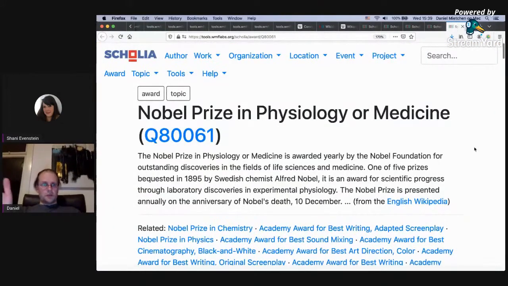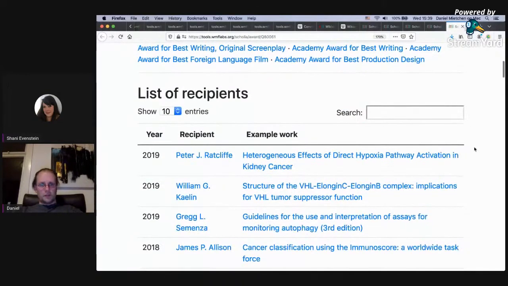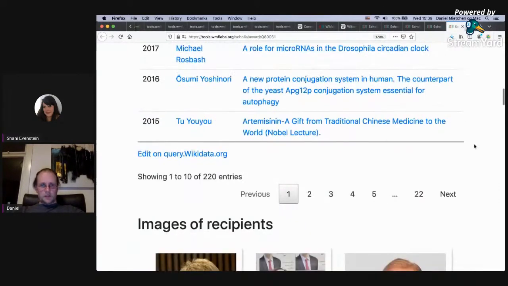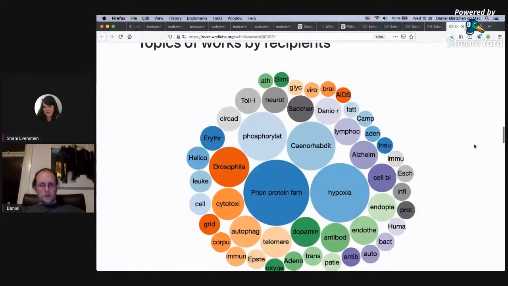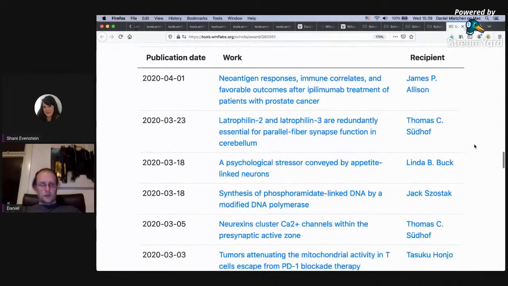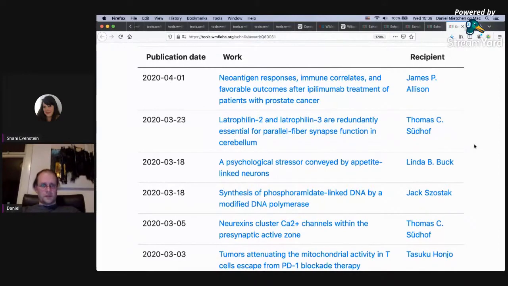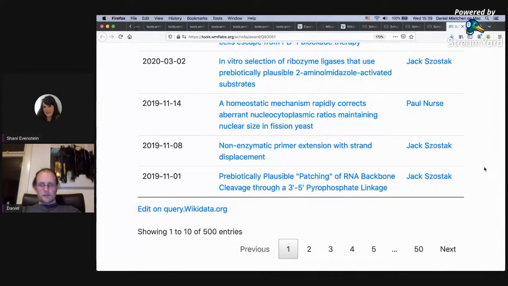So here you see a profile for things that are related to the Nobel Prize in Physiology or Medicine. You see the list of most recent recipients with an example paper. You see some of their images, lots of white men. You see the topics they publish about. You see recent publications by them. So there's one from this month here. That's something that even the Nobel Institute doesn't have, like most recent publications by Nobel laureates. It's just a byproduct of linked data curated in Wikidata.